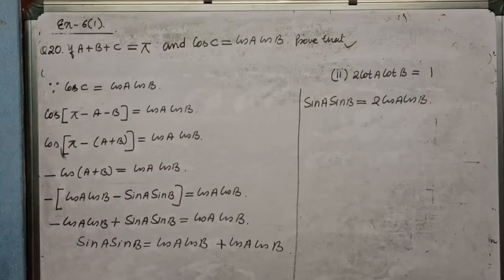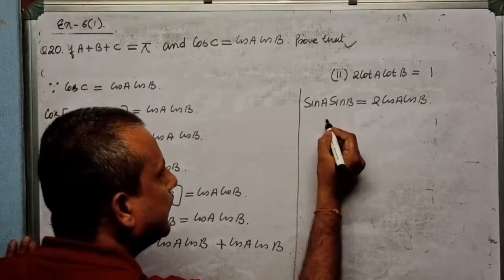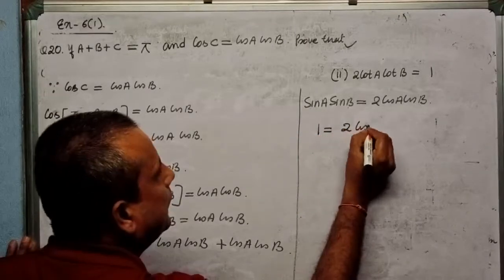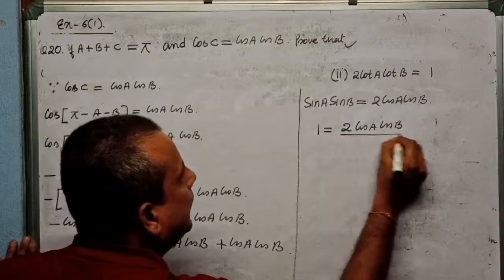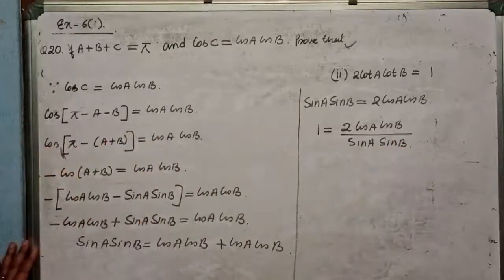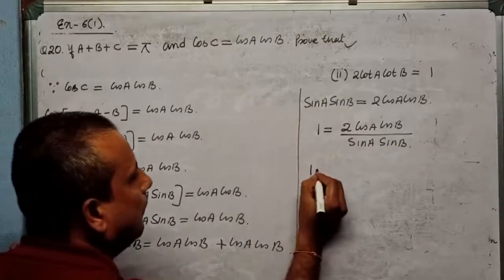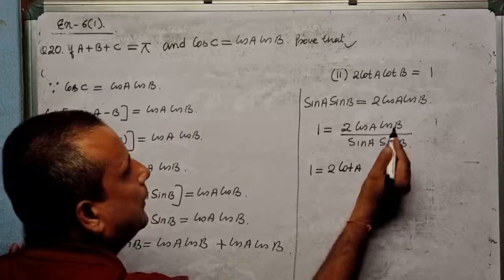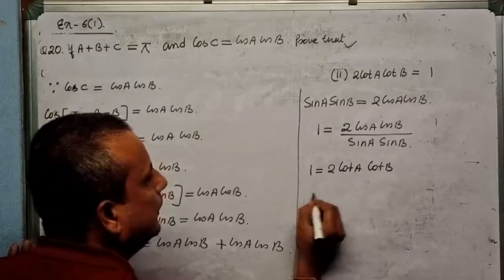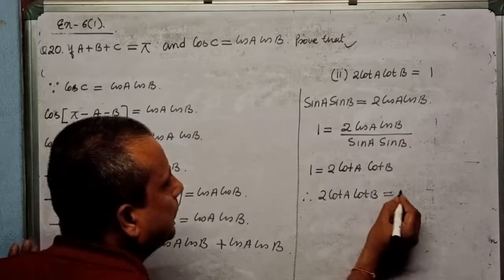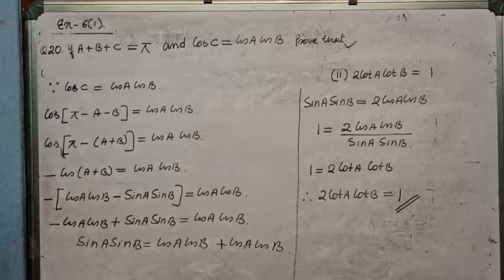Now our identity, to prove our identity, is cot a cot b. So cos upon sin is cot. So I'll bring this quantity from left hand side to the right hand side, division. To leave 1 is equals to, you can write 2 cos a cos b divided by sin a sin b. If I cross multiply, we'll get the initial result. 1 is equals to 2 into cos A over sin A is cot A. Cos B over sin B is cot B. Therefore, we can write 2 cot A cot B equals to 1. The identity is important question.